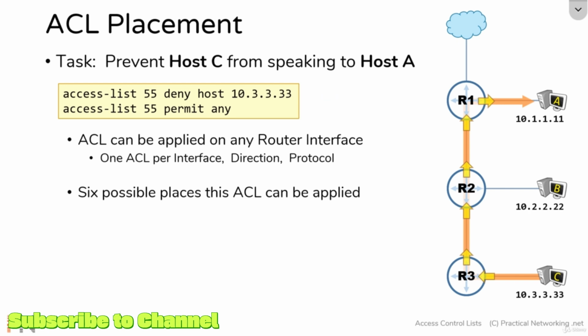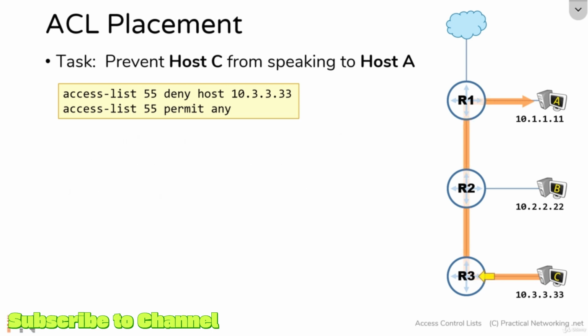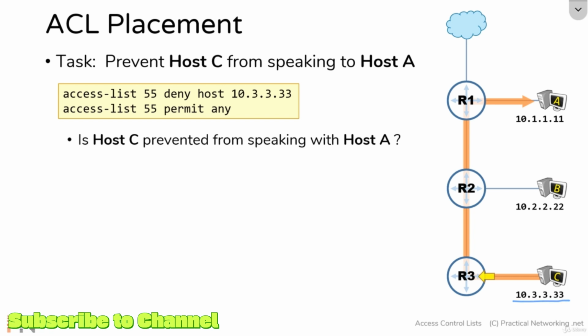But only one of those locations is the best place to apply it, and that's what we're going to talk through together. Starting with applying the access list to router 3's interface right here, filtering traffic coming in. So if that access list is applied there, let's see if it's going to prevent host C from speaking to host A. When host C shoots off a packet, it's going to have a source IP address of 10.33.33, which means it'll match that line, which means it'll be denied. So we have successfully accomplished this goal.